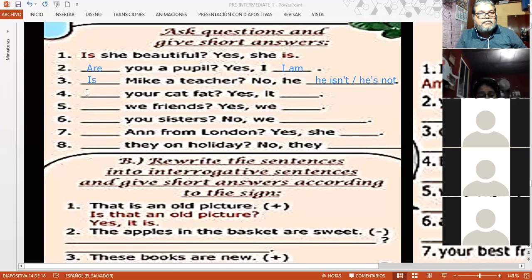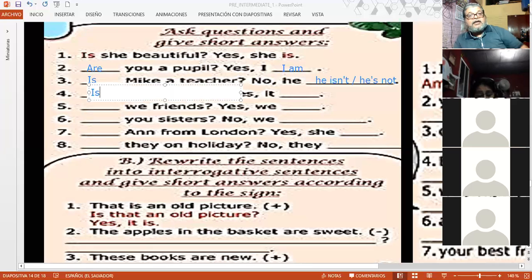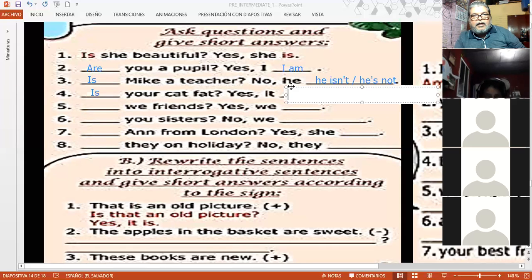Is your cat fat? Yes, it is. What happens if I do this? Yes, it's. No, incorrect. It's incorrect because contractions are only for the negative form. Excellent. So we are going to erase this. We don't use contractions in affirmative sentences, only in negatives. Okay, next.